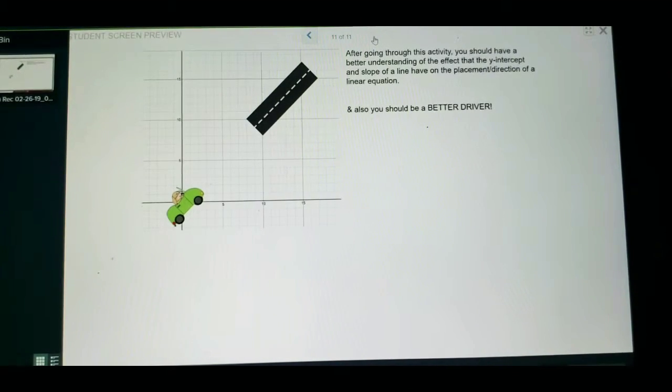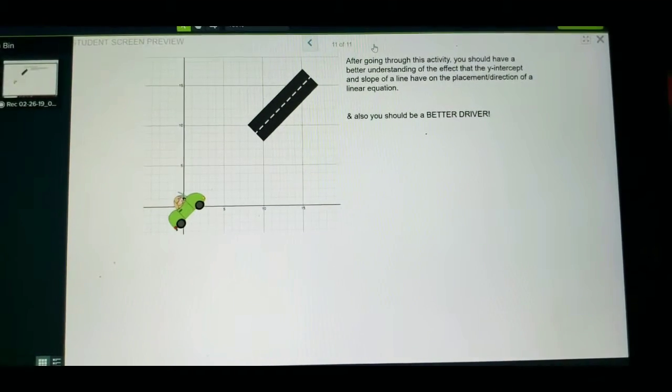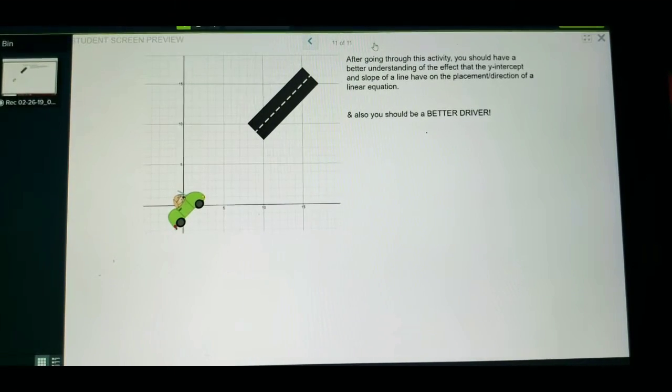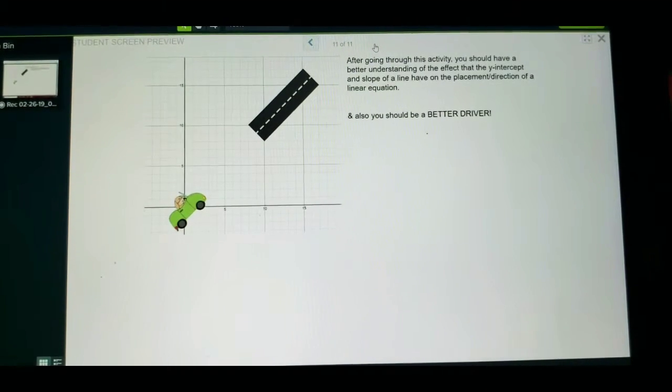And then the final slide just provides a conclusion about what the students should have learned throughout this interactive slash reinforcement lesson. I really tried to make it short yet precise so that I'm guaranteed that all my students will go through all the slides.